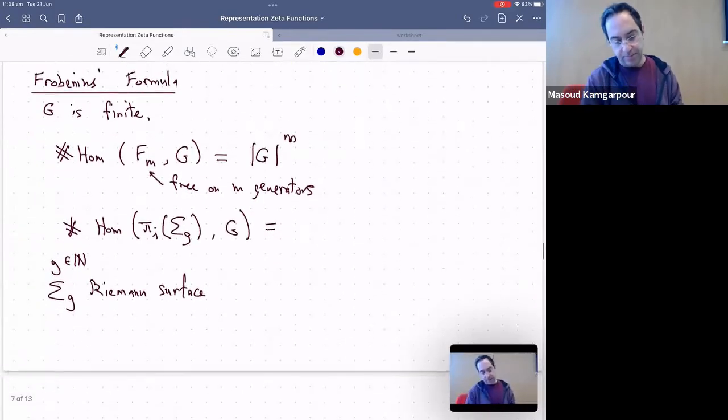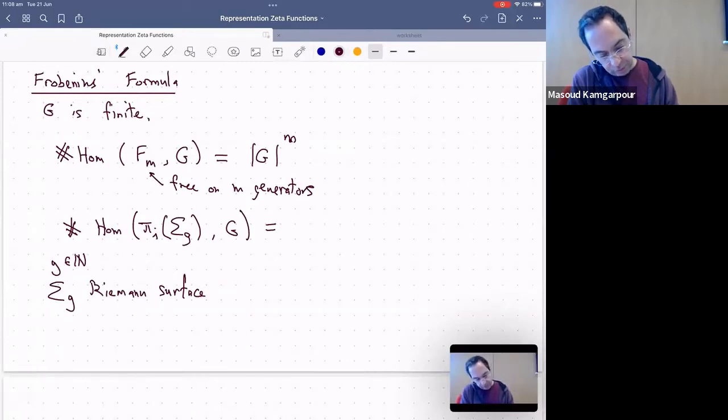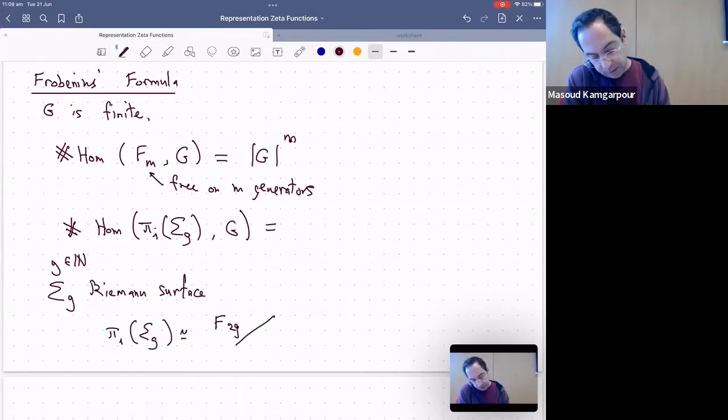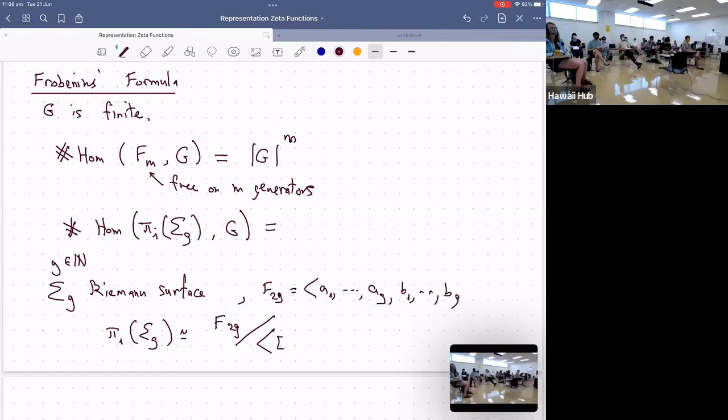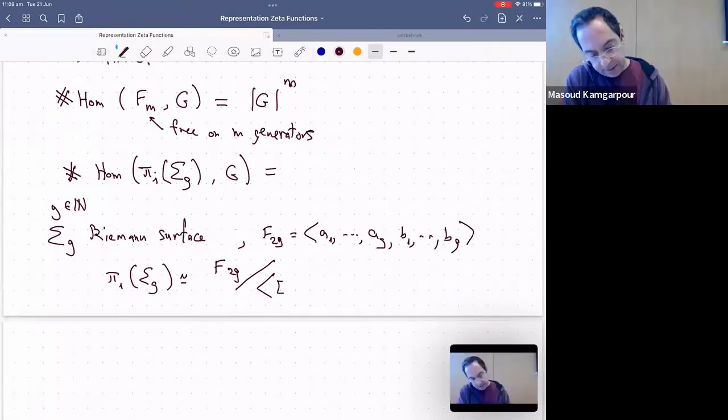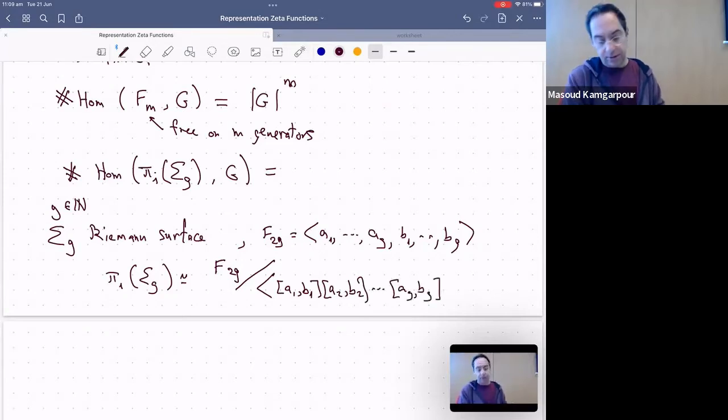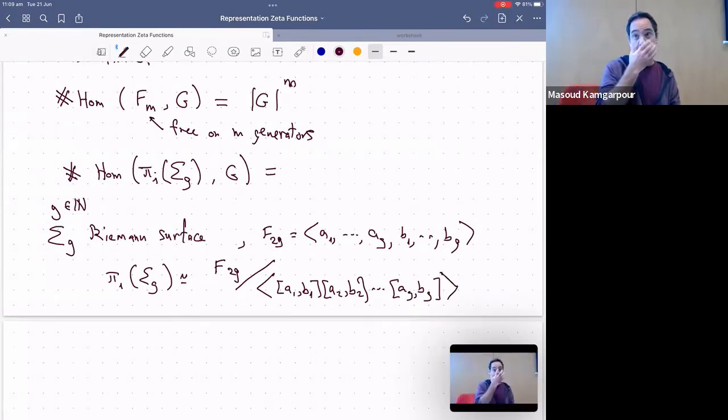Now, this group is related to the free group because this group, pi1 of sigma G, is isomorphic to the free group on two G generators, modulo one relation. And the relation is, say, if F2G is generated by A1 up to AG, B1 up to BG, then we have one relation: the product of the commutators [A1, B1], [A2, B2], up to [AG, BG]. That's the unique relation, and I need to take the normal closure of that, and then I'm taking the quotient.